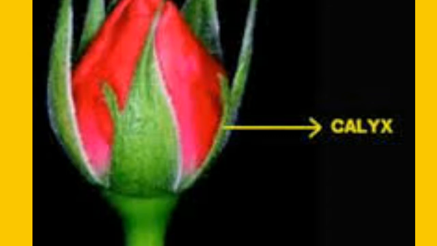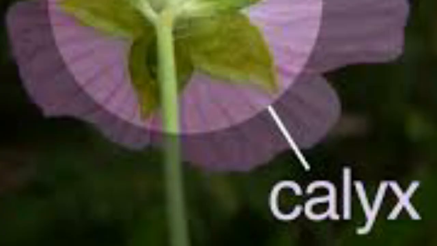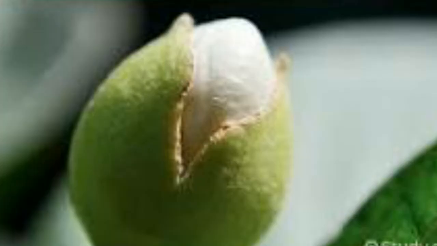The outermost whorl or calyx of a flower is made of sepals. Sepals are mostly small, green, leaf-like structures at the base of the flower. They protect the flower when it is still a bud.